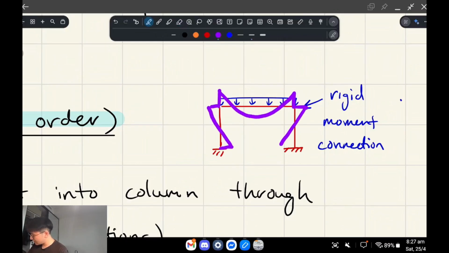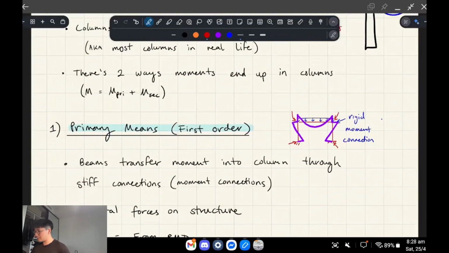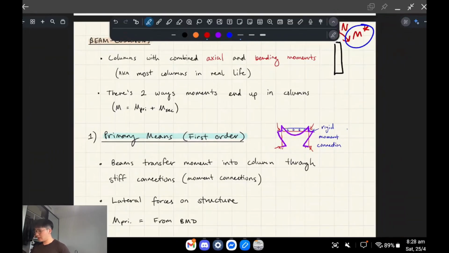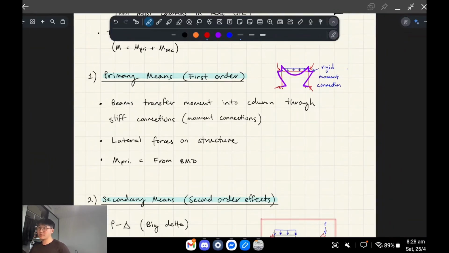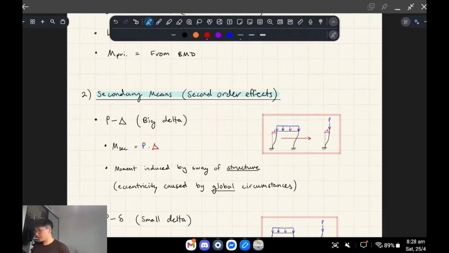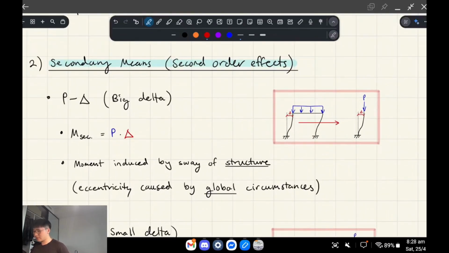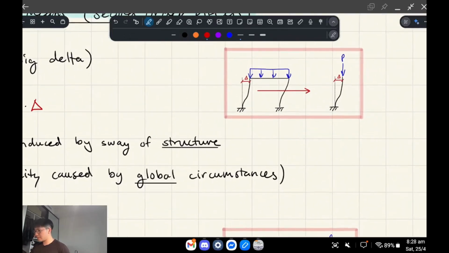Okay. So we've already got some kind of moment here at the top and the bottom of your column, if it's rigidly connected. So that's one way that moment can get in, right? Just through the normal force analysis that you would do. The other way is through second order effects, okay? And second order effects are due to eccentricity, okay?